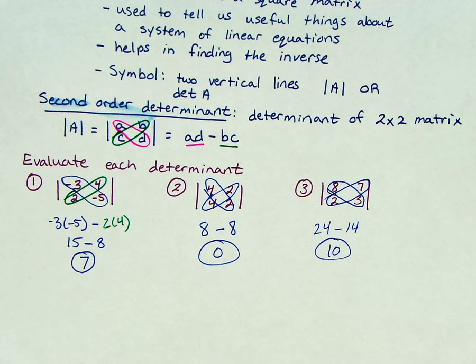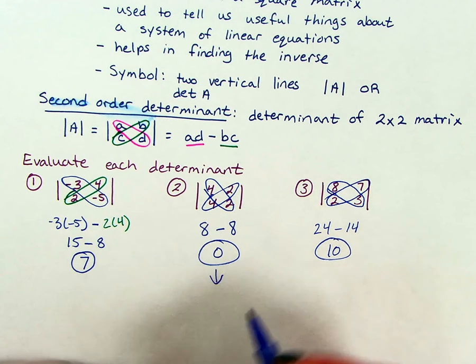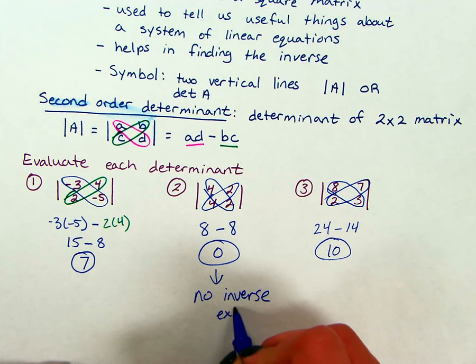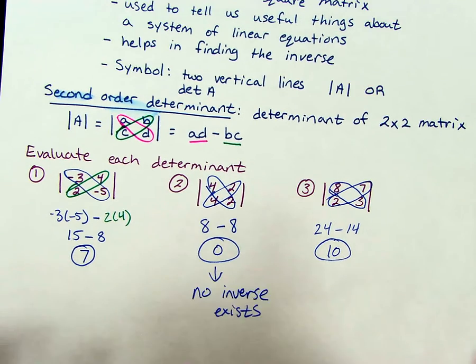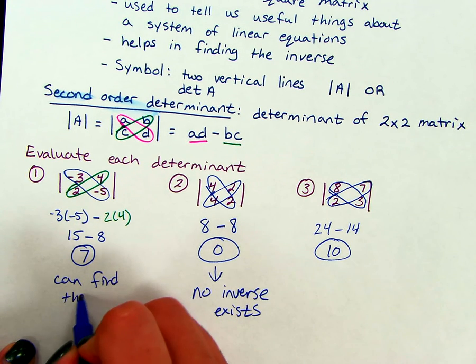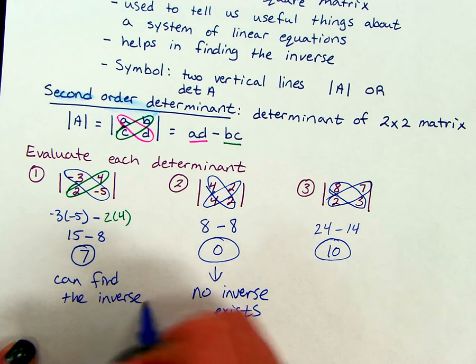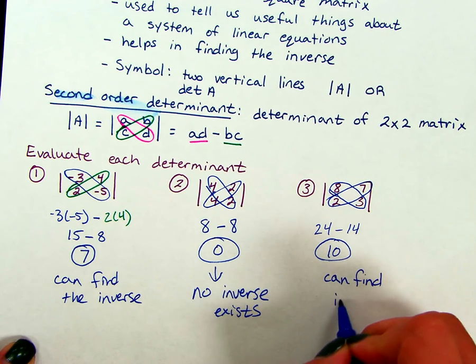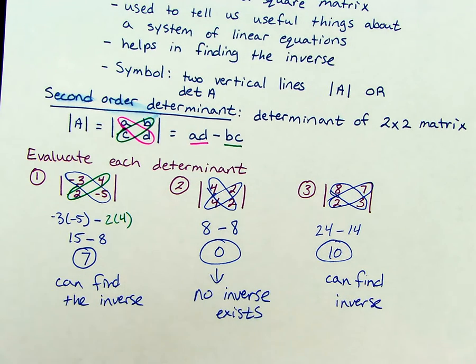So now again, these numbers tell us about the inverse of these matrices. If we get 0, no inverse exists. If we do get a number, this means that we can find the inverse. Any number, and these can be positive numbers or negative numbers. So if we get 0, we won't be able to find the inverse, which means that we are either dealing with a no solution or infinitely many solutions.